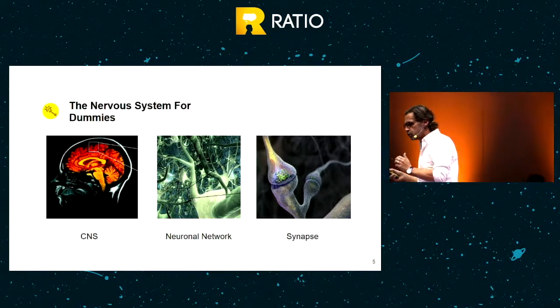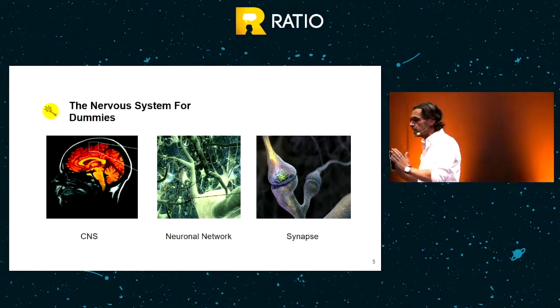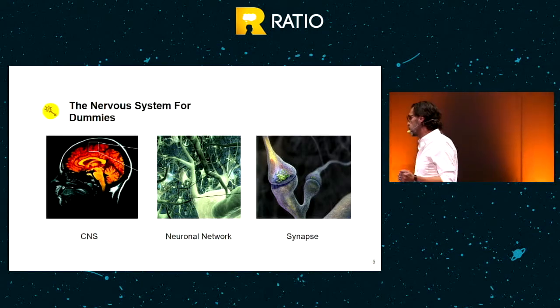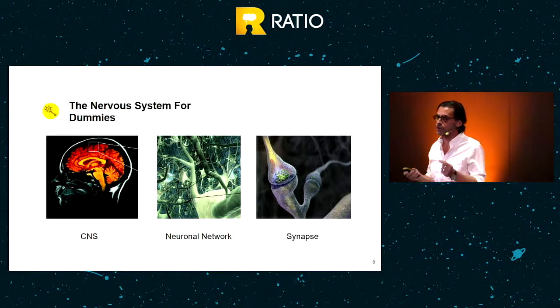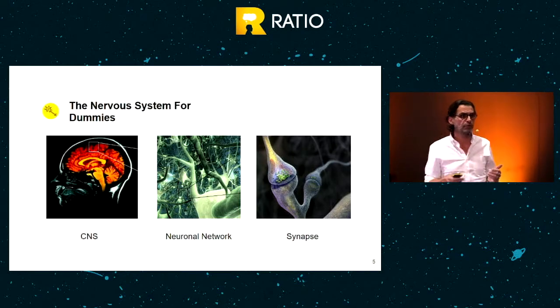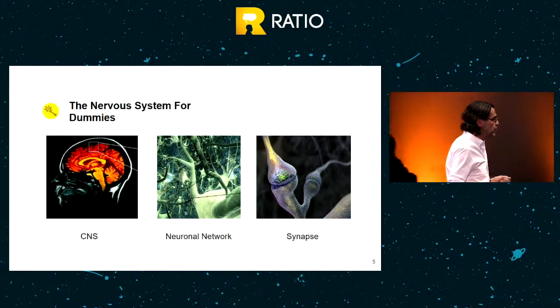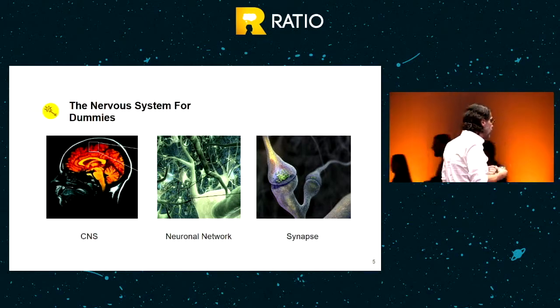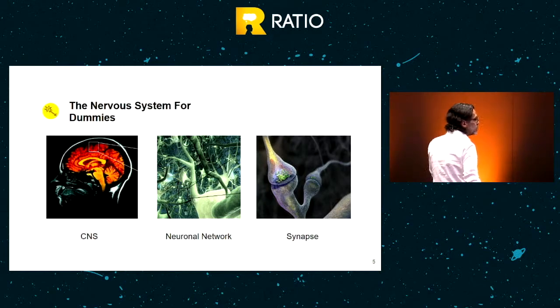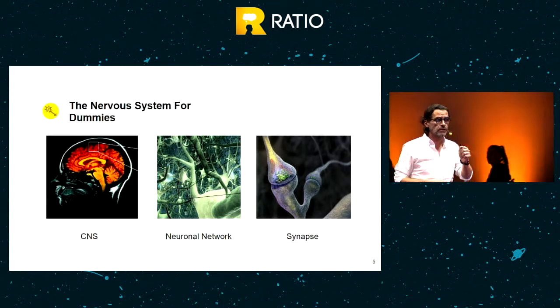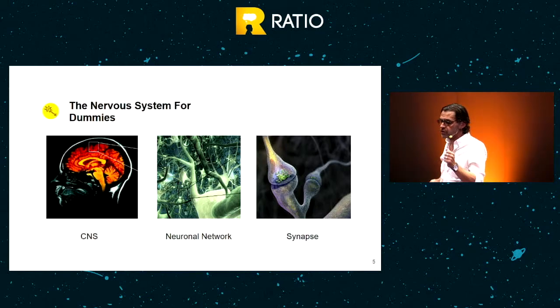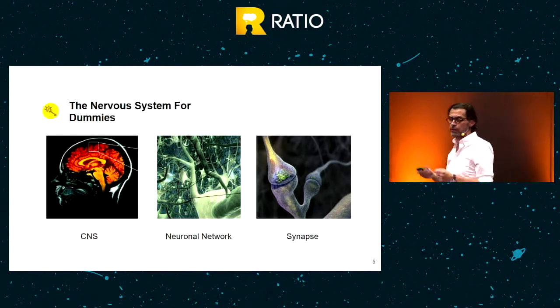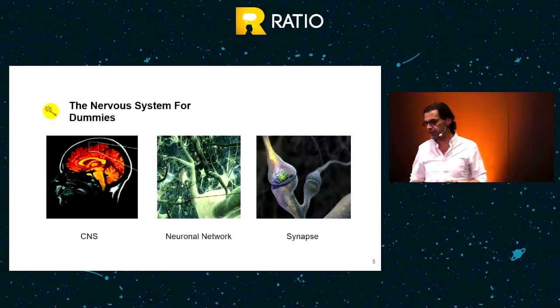Then you can go to a lower scale, what we call neural networks. That's this interconnection between the neurons. Parts of the brain are exchanging information all the time. Even when you're sleeping, your brain is working. It's sending information from one part to another part. And this is possible because there are networks, there is interaction, exchange of information.